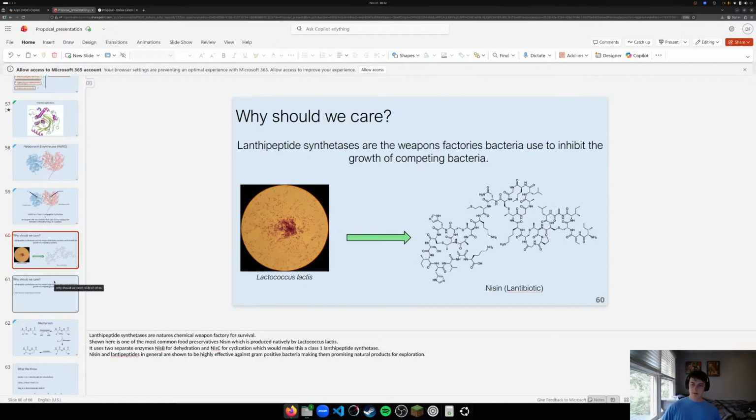Lanthipeptide synthetases are nature's chemical weapon factory for survival. Shown here is one of the most common food preservatives, nisin, which is produced natively by Lactococcus lactis. It uses two separate enzymes, NisB for dehydration, NisC for cyclization, which would make it a class 1. Nisin and lanthipeptides in general are shown to be highly effective against gram-positive bacteria, making them promising natural products for exploration.